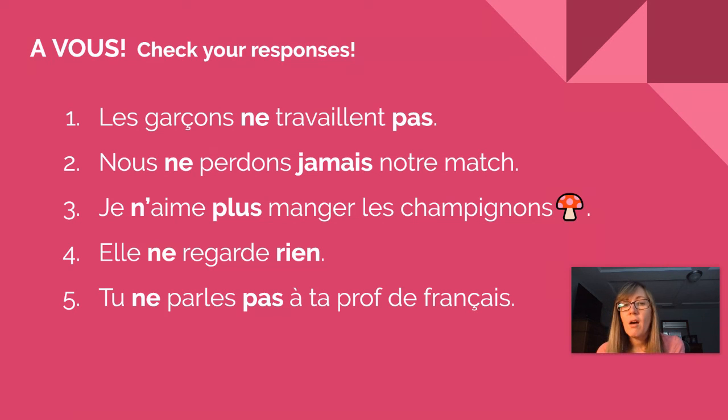So you have to kind of think of your negative expressions as a verb sandwich. Ne and pas, or ne and rien, or ne and jamais are the bread, and the verb is the good stuff in the middle. So remember, when you're doing negative expressions, ne, conjugated verb, negative expression. And then if you have two verbs, it will still go around that first conjugated verb.